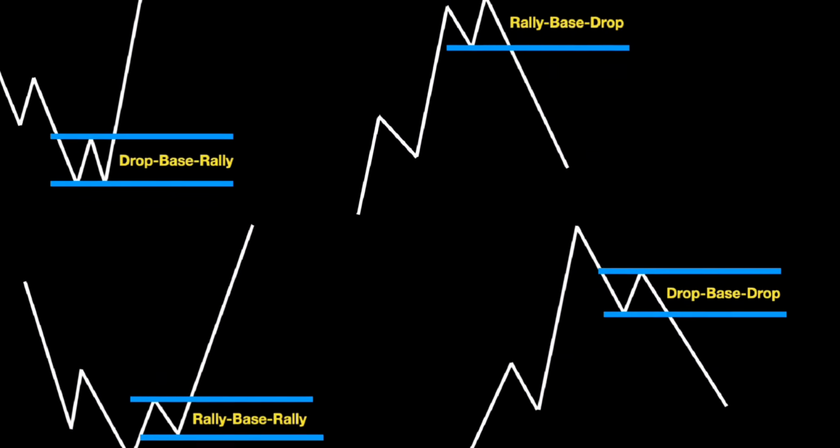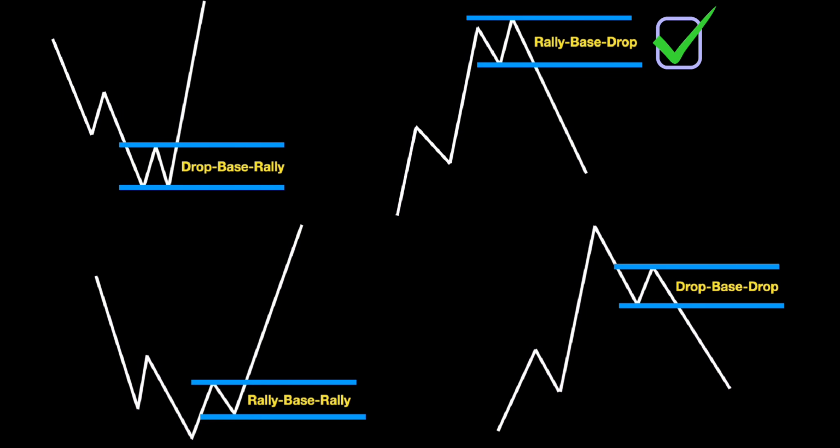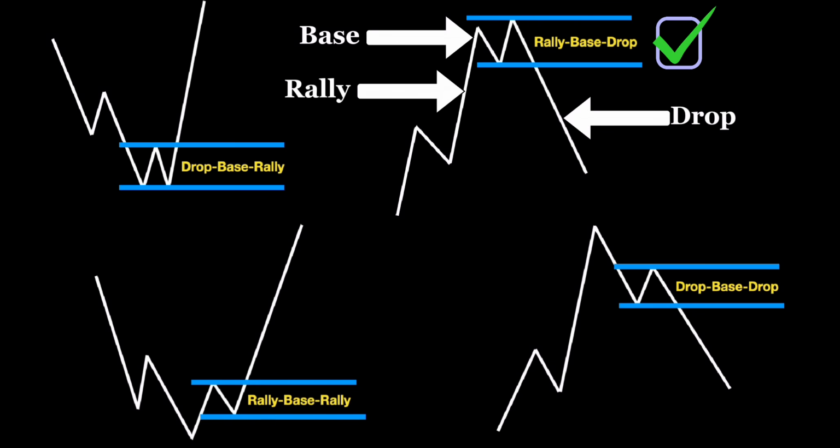entries. Now, let's flip the script and break down the rally base drop, a textbook bearish reversal pattern. The market climbs, forms a pause, the base, and then plunges. But this isn't random. It's a strategic move, and that base, it's where smart money starts quietly selling into strength. This zone becomes a supply zone, a powerful reference point where institutional footprints are left behind.